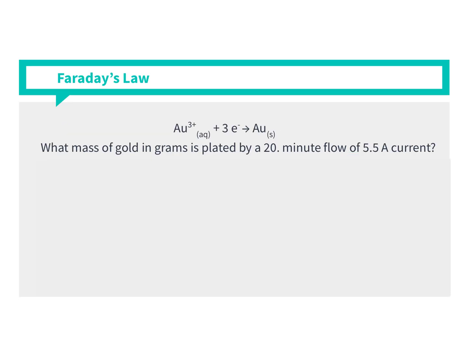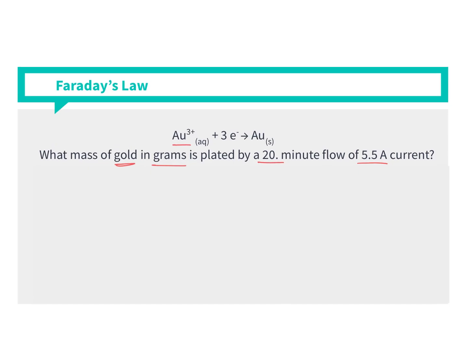So in this problem, we're asked what mass of gold, Au, in grams, is plated by a 20-minute flow of 5.5 ampere current. We have this reaction: gold cations plus 3 electrons will make gold solid. Oftentimes you'll take a cheap metal, like maybe zinc or nickel, and cover it in gold, so you get a piece of jewelry that has gold but is not as expensive as a complete piece of gold.